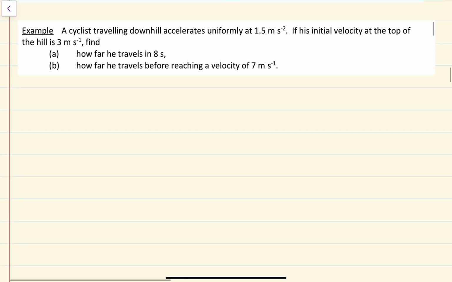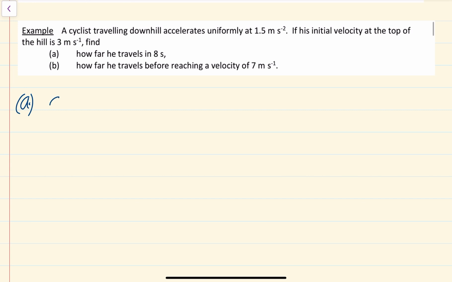Okay, first example says a stone. Sorry, it doesn't say that at all. It says a cyclist travelling downhill accelerates uniformly, so that means constant acceleration, which means your SUVAT equations are valid. So uniformly at 1.5 meters per second squared. If his initial velocity at the top of the hill is 3 meters per second, find how far he travels in 8 seconds. Okay, lovely questions these.